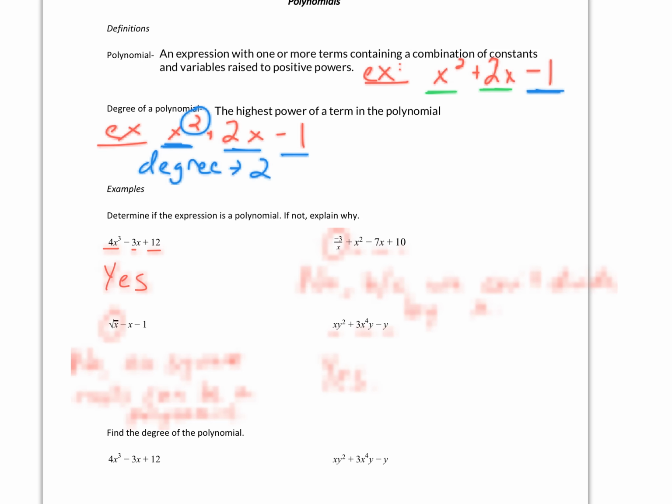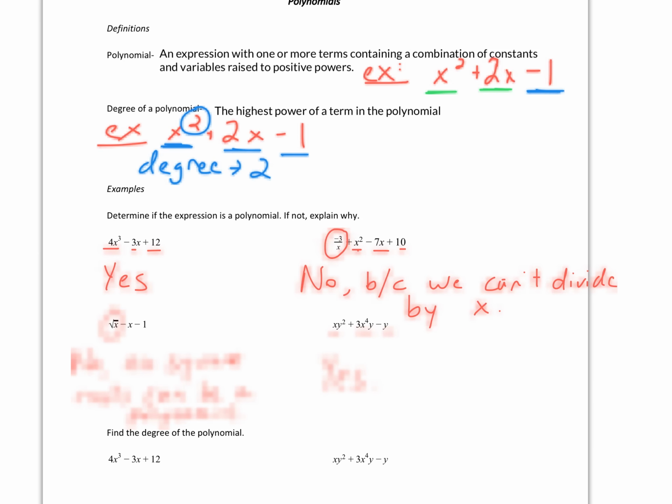If I look to the one off to the right, I see 3 terms that would qualify as a polynomial, but this is our issue. A polynomial, we can't divide by a variable. So this is going to be not a polynomial. And I'm going to say because we can't divide by x.